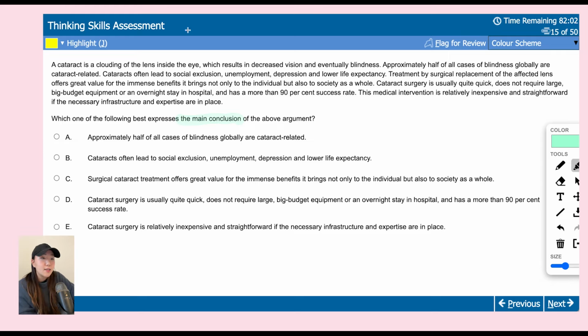So that first sentence is introducing what a cataract is. It's a definition. The second one is commenting on how many cases of blindness there are.